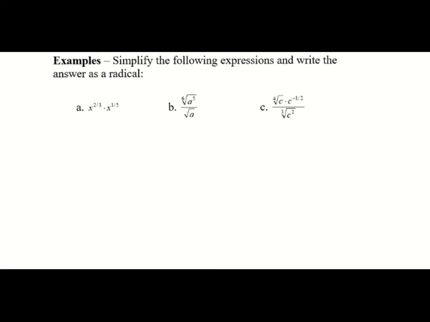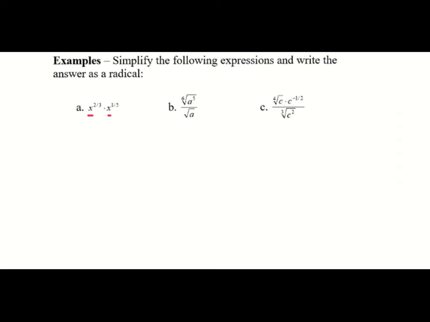So one thing we haven't talked about, but we will later, is when you're multiplying radicals, you have to have the same index to multiply them. But if they're powers and you have the same radical or the same base, so we have x and x here, we can multiply those together and then turn it into a radical. So remember, when we multiply powers with the same base, you add your exponents.